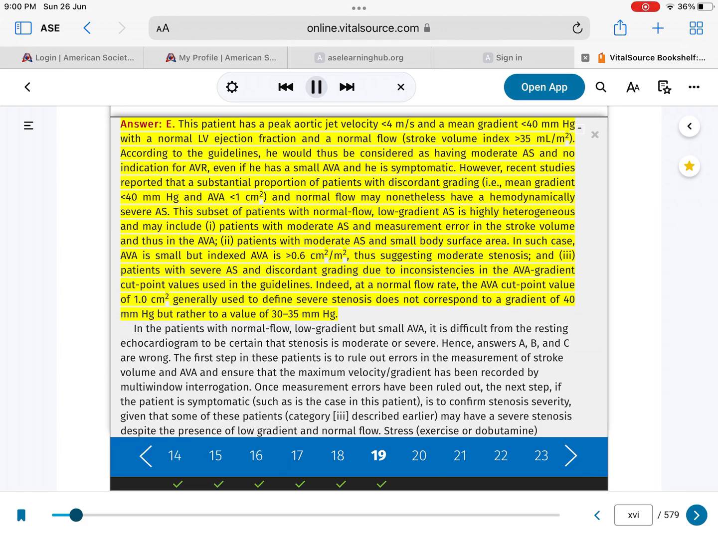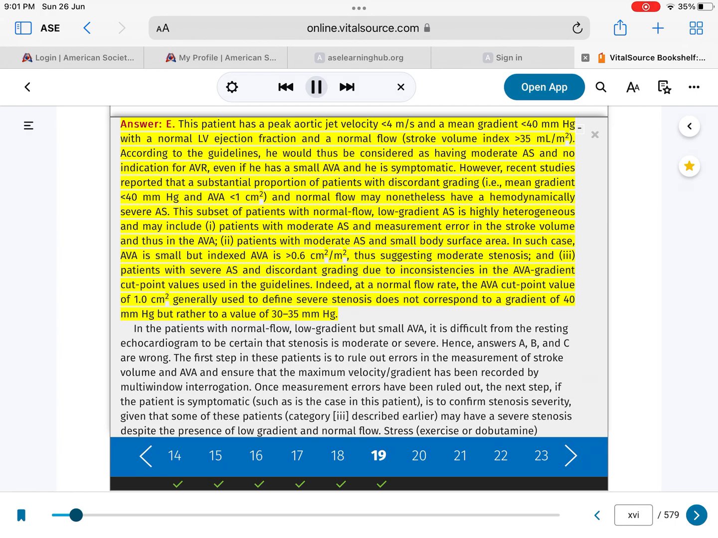However, recent studies reported that a substantial proportion of patients with discordant grading, i.e., mean gradient less than 40 mmHg and AVA less than 1 cm2, and normal flow may nonetheless have a hemodynamically severe AS. This subset of patients with normal flow, low gradient AS is highly heterogeneous and may include: 1. Patients with moderate AS and measurement error in the stroke volume and thus in the AVA. 2. Patients with moderate AS and small body surface area. In such case, AVA is small but indexed AVA is more than 0.6 cm2/m2, thus suggesting moderate stenosis.